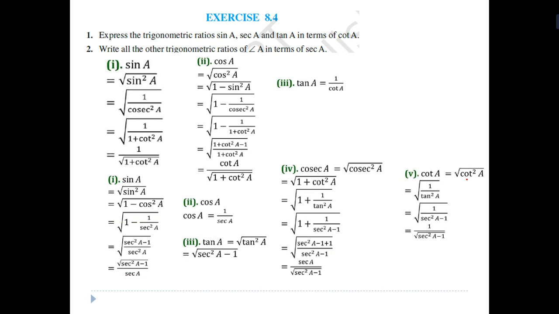Now cot A, that is under root cot square, that is under root 1 upon tan square, that is under root 1 upon sec square A minus 1. But we can also write cot A is equal to 1 upon tan. Already we know the tan value, that is under root sec square A minus 1. So that way we can get all values easily.